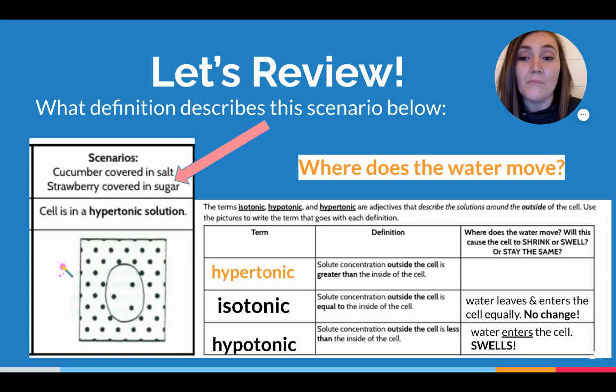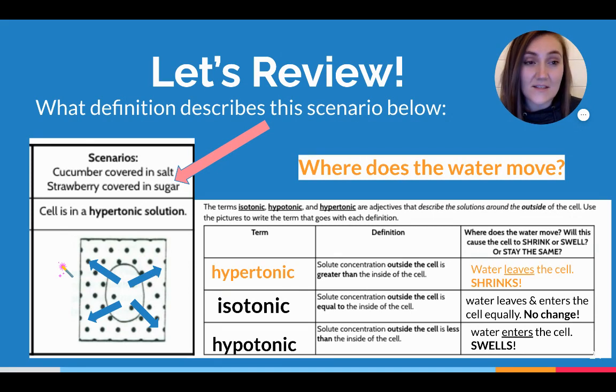Remember, water goes to where the most solute is. So in this situation, it's on the outside. So water is going to be moving out of the cell. So water leaves the cell, therefore the cell is going to shrink in size. It's going to shrivel up. So way to remember hypertonic, the cell is going to shrink. When you say hypertonic, your lips get really tight together if you enunciate it a little bit more. So hypertonic, it shrinks. The cell is going to shrink because water has left the cell.